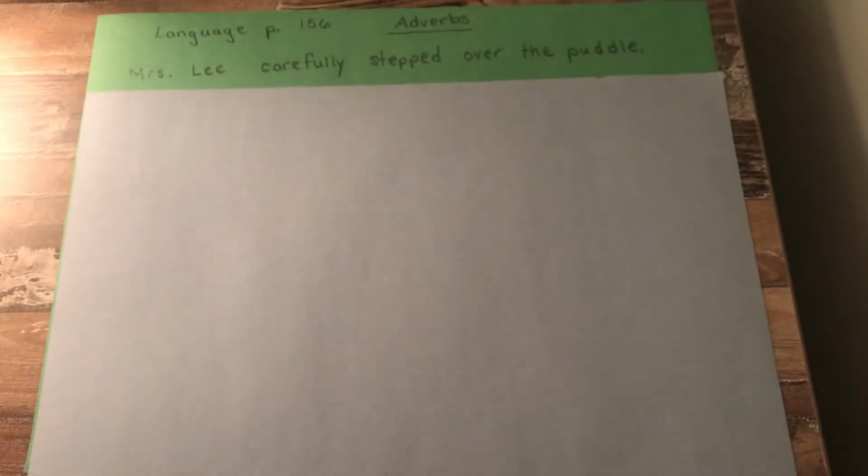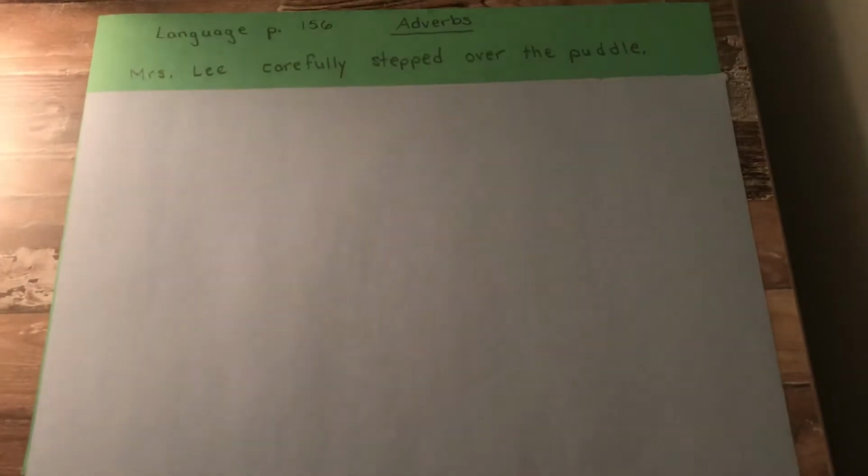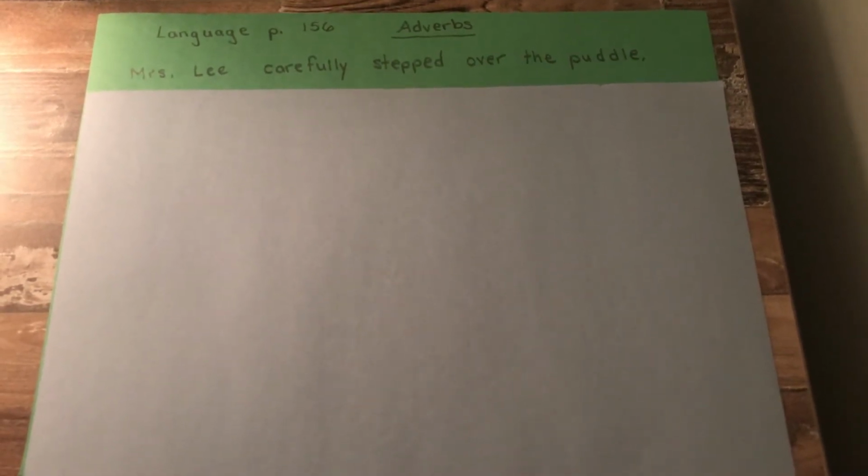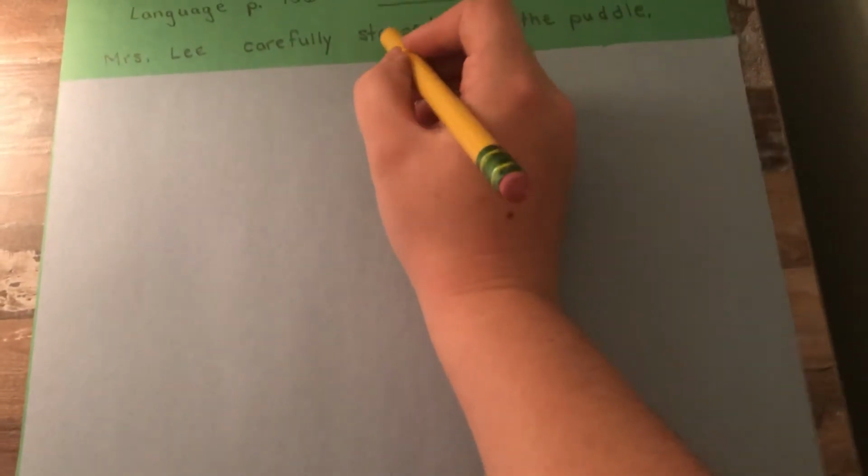All right, so my first sentence is, this is a sample sentence, this isn't in your book, so just watch the screen, follow along. Mrs. Lee carefully stepped over the puddle. So the very first thing we need to do is find the verb. So in that sentence, what is our verb? So think to yourself what it is. Okay, and if you were thinking stepped, you were correct.